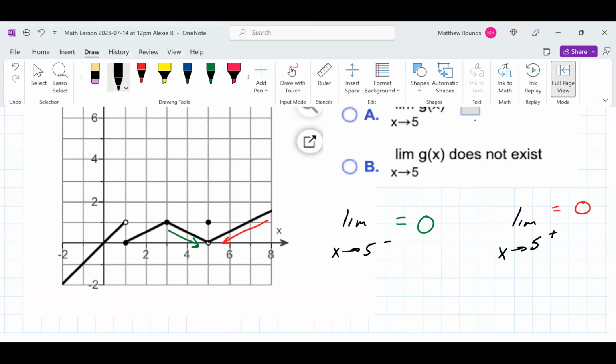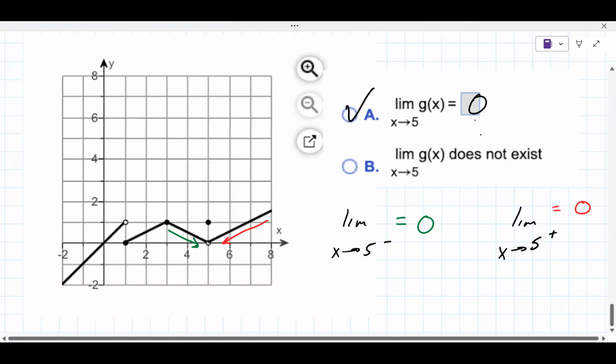Yes, the limit exists. Even though there's nothing at the point, the limit exists, which is awkward. A better word, but it does exist.